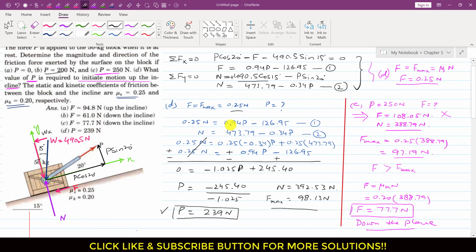So I hope you people would have understood all these 4 parts of this particular problem. This is a very important problem. If you understand it, you people will apply this concept to all the friction related problems.